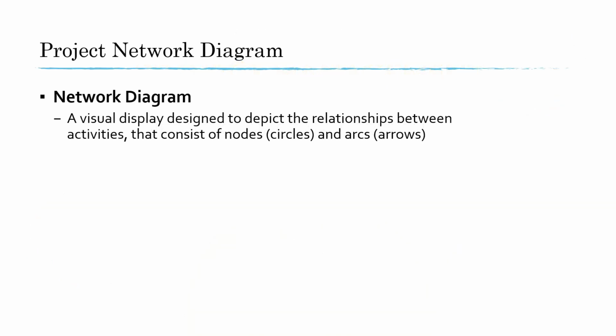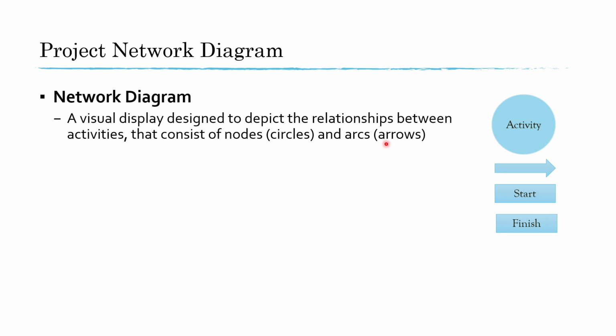So what is a network diagram? A network diagram is a visual display that captures the relationship between the activities. To draw a network diagram, we rely on nodes and arcs. Nodes are the circles and arcs are the arrows. In the project network diagram, we also use rectangles to show the start and end of the project.